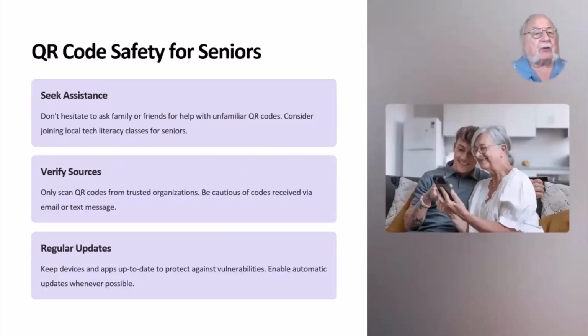QR code safety for seniors. Seek assistance. Don't hesitate to ask family or friends to help with unfamiliar QR codes. Consider joining local tech literacy classes for seniors, or consider joining your local technology user group. Verify sources. Only scan QR codes from trusted organizations. Be cautious of codes received via email or text messages. Regular updates. Keep devices and apps up to date to protect against vulnerabilities. Enable automatic updates whenever possible.